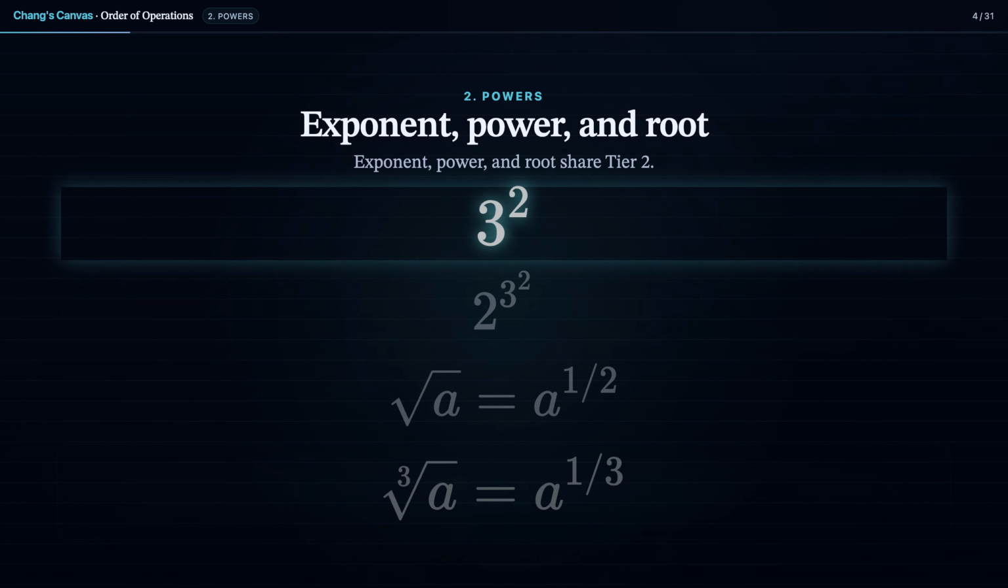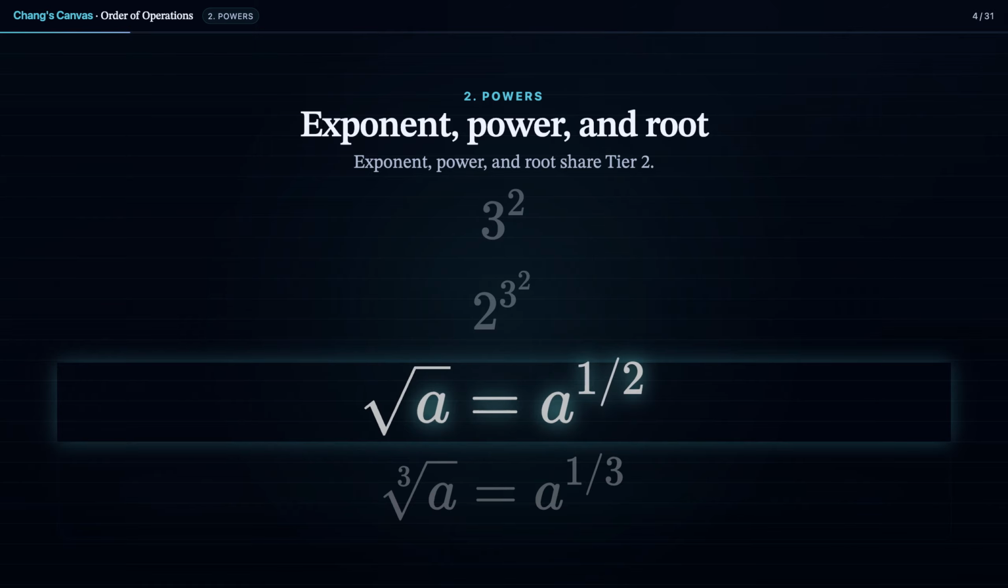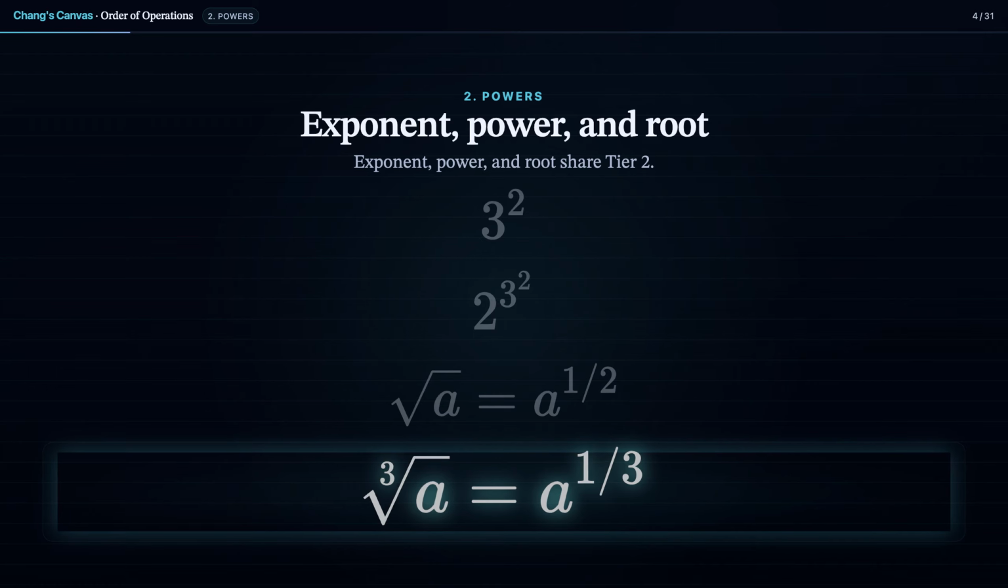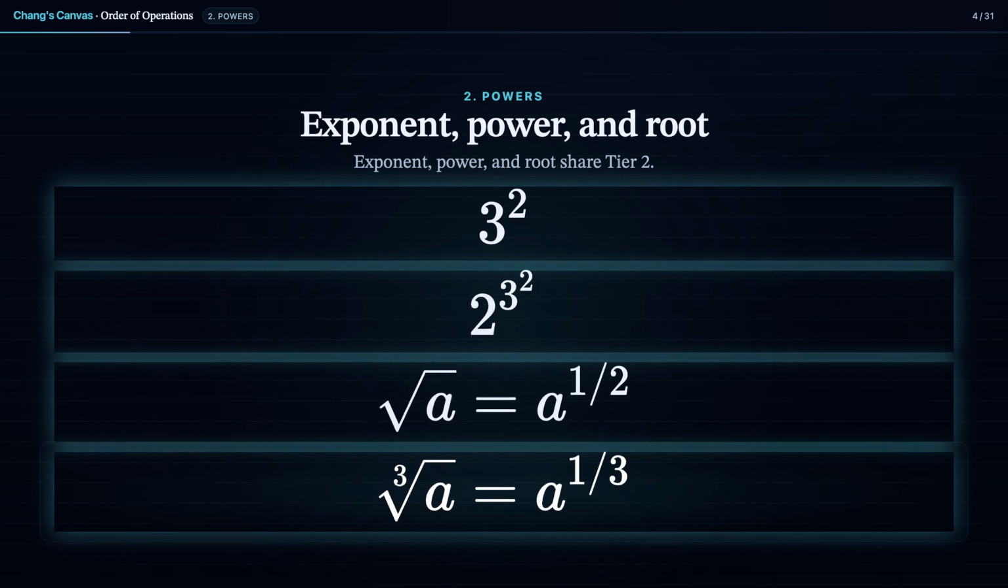An exponent is the small raised number or expression. In 3 squared, 2 is the exponent, 3 squared is the power. In 2 raised to 3 squared, the entire 3 squared is the exponent of 2, so that exponent is evaluated first. A square root is a power of 1/2, and a cube root is a power of 1/3. All belong to tier 2.